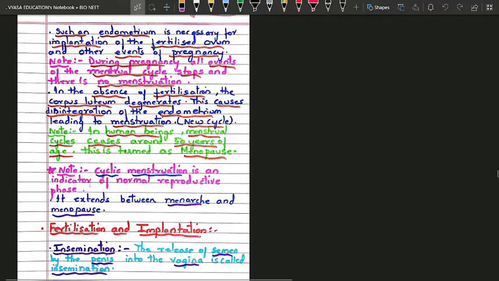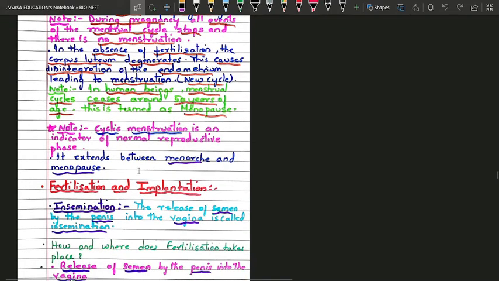Okay. There is 1 more note here. Cyclic menstruation is an indicator of normal reproductive phase. Okay. Cyclic menstruation ಅಂದ್ರೆ once in 28 days, 30 days cycle ಏನಾಗುತ್ತೆ, that is called as cyclic menstruation. What it indicates? It indicates a normal reproductive phase. So normal reproductive phase ಎಲ್ಲಿಂದ ಎಲ್ಲಿವರೆಗೂ ಇರುತ್ತೆ? ಮೆನಾರ್ಕೆಯಿಂದ ಹಿಡಿದು, it is till the menopause. It extends between the menarche and menopause. ಅಂದ್ರೆ normal reproductive phase extends between menarche and menopause. Okay, remember.